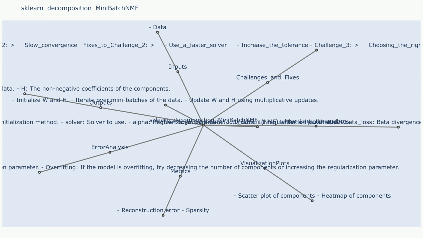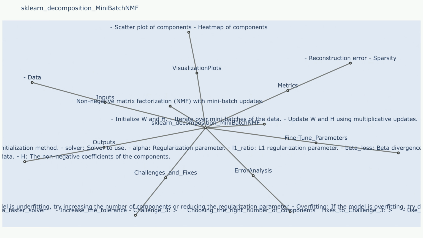Challenge 3. The algorithm can be prone to overfitting. Sample use case that resulted in challenge 3: when the number of components is too high, the model may overfit the training data and perform poorly on unseen data. Fixes to challenge 3. Use regularization. Regularization can be used to penalize complex models and prevent overfitting. Use cross-validation to select the optimal number of components.